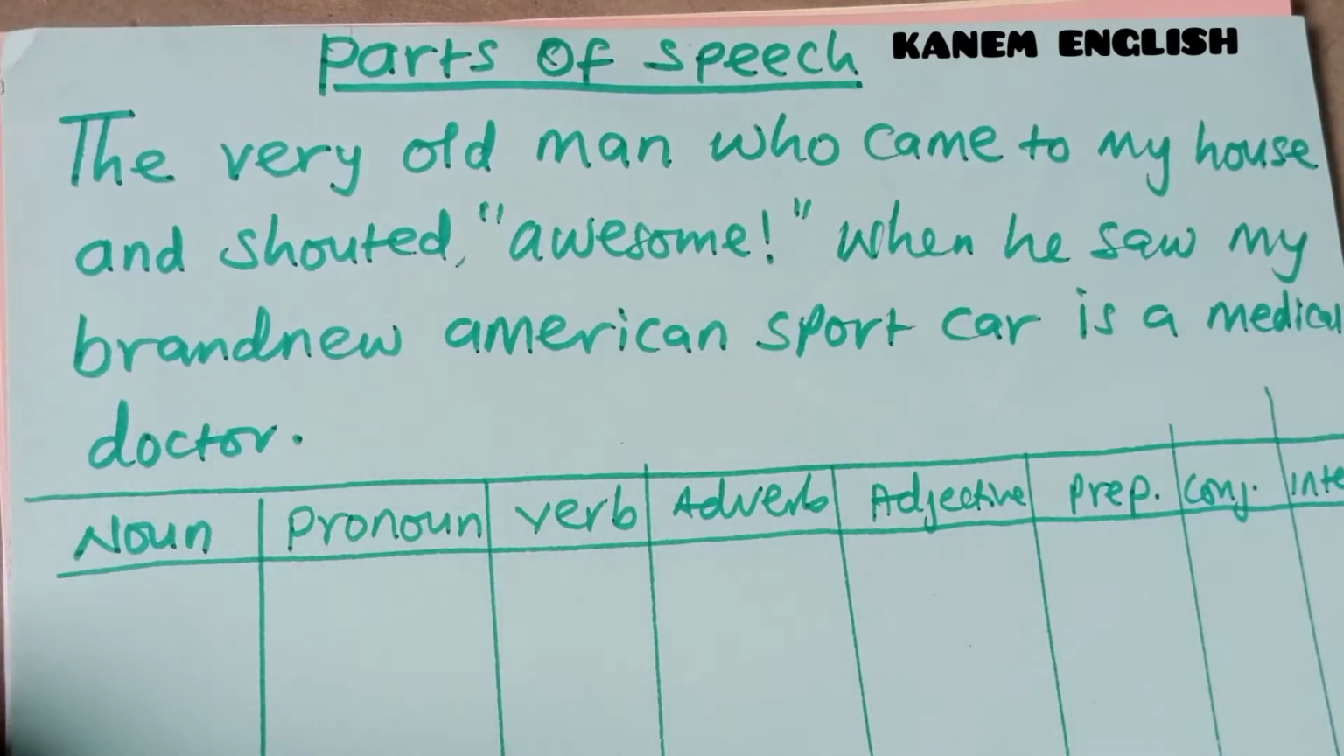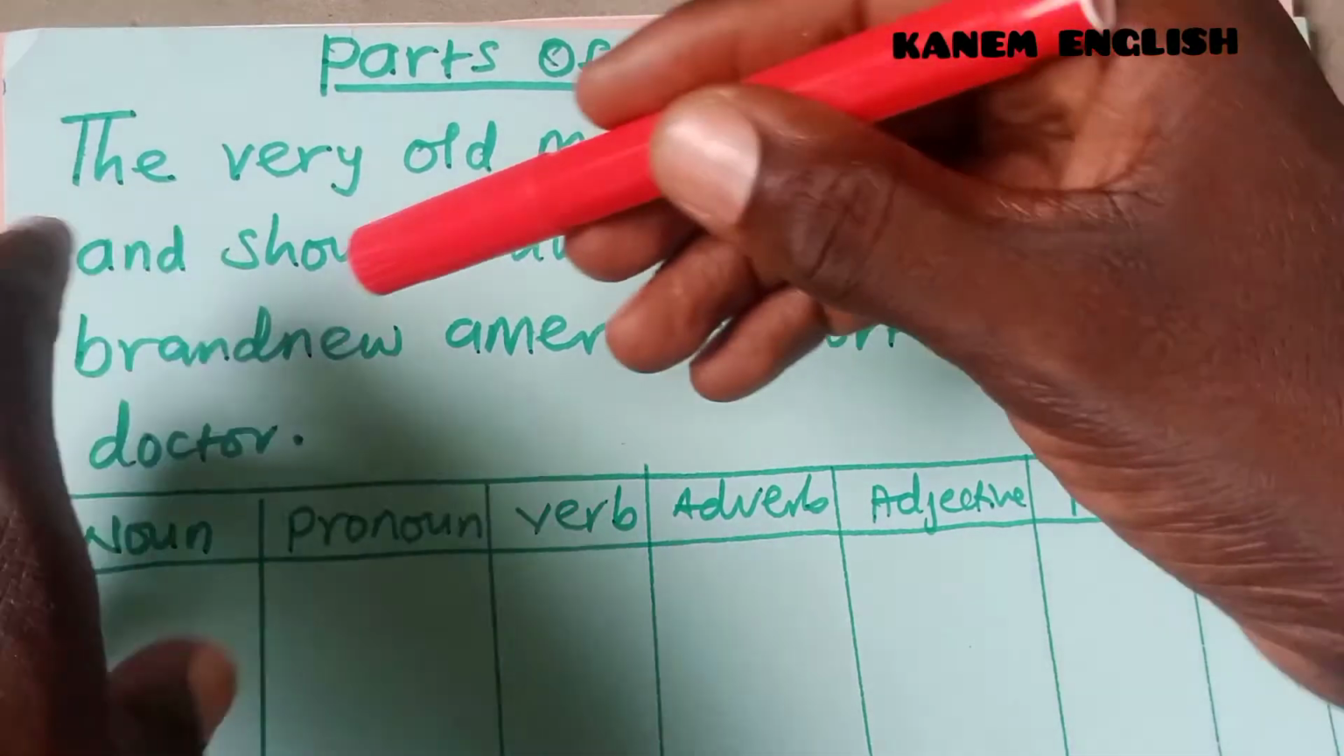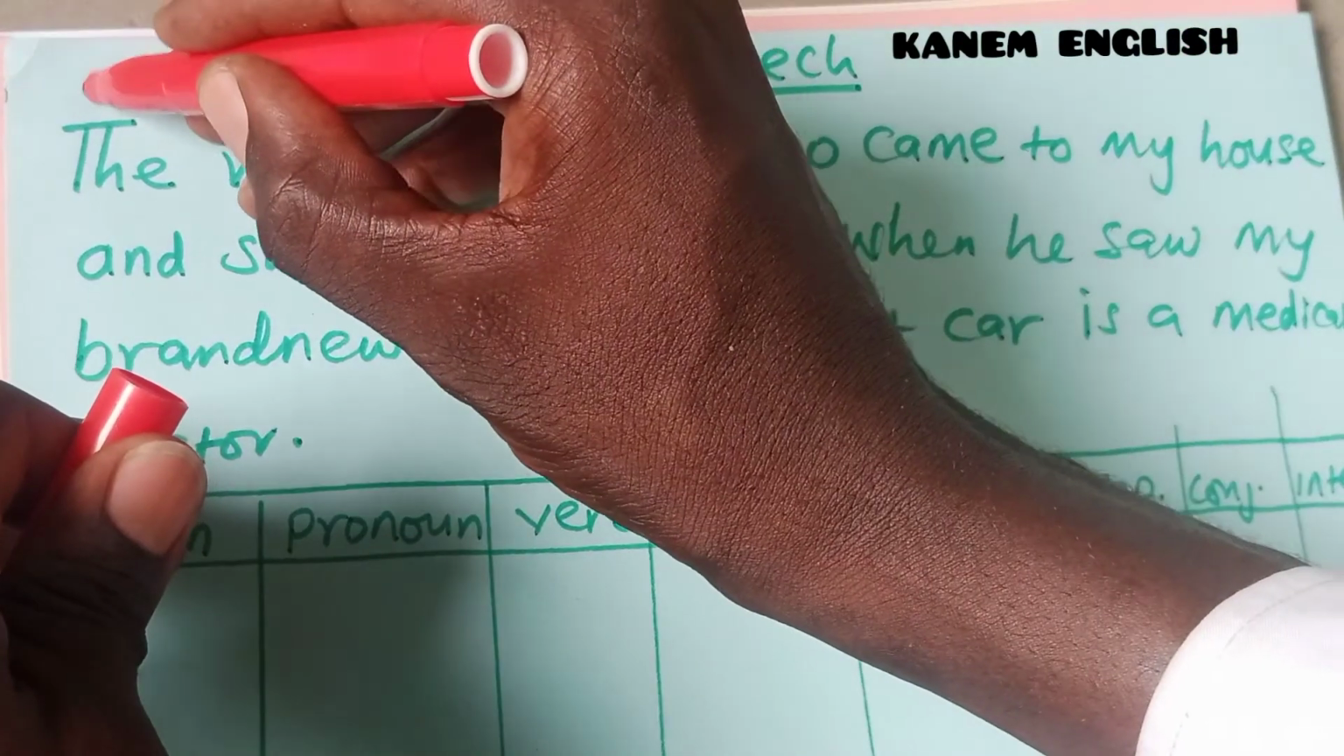So the sentence says, "The very old man who came to my house and shouted awesome when he saw my brand new American sport car is a medical doctor." So if you look at the sentence, we have the whole part of speech in it. Let's start with the first one, which is the definite article. So this one is the definite article.